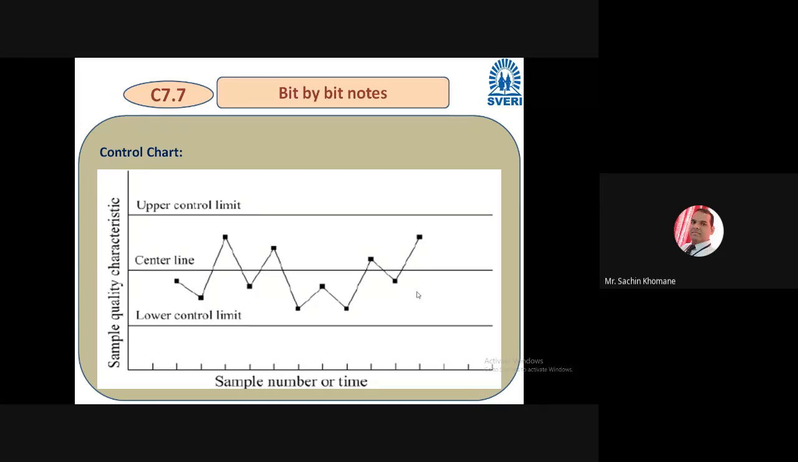If your graph goes above or below these limits, whether the upper control limit or the lower control limit, then you have to understand that your process is out of control. This is the significance of this particular chart. If it is below the upper limit and above the lower limit, it is acceptable. So for that purpose you have to decide the upper limit as well as the lower limit.